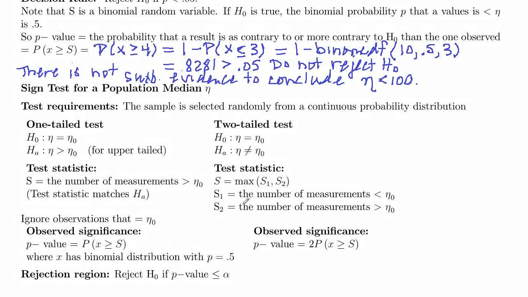Now for the two-tailed test, we define S1 to be the number of measurements less than eta 0. S2 is the number of measurements greater than eta 0, and then your test statistic is the max of those two. You're going to ignore observations that actually equal that default value. And then your observed significance, your p-value, is the probability X is greater than or equal to S. Now for two-tailed, you have to multiply by 2. And then X is your binomial random variable with p equal to 0.5. You reject H0 if your p-value is less than or equal to alpha. In our case, we were doing 0.05.